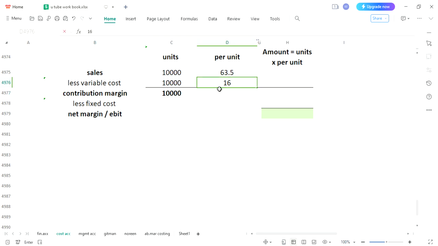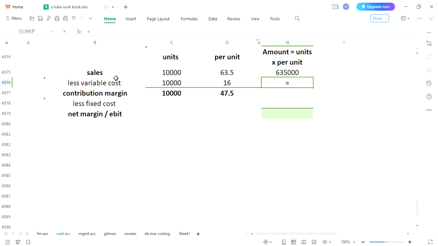And then finally you can calculate your contribution margin per unit, which is the difference between variable cost and sales. To calculate this difference, we will take sales 63.5 and you will subtract variable cost 16. You have got your contribution margin 47.5. Now let's calculate the total amount, which would be a product of units and per unit. Number of units 10,000 for sales and per unit sale price is 63.5. This way you can calculate the total amount of sales.